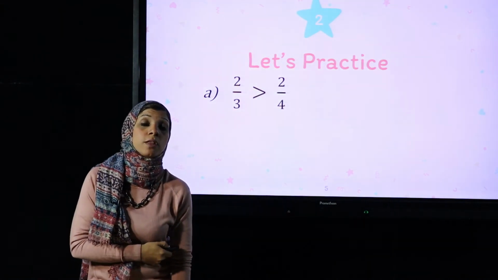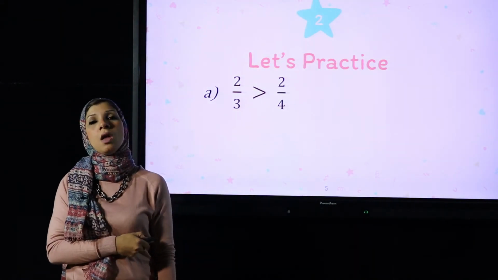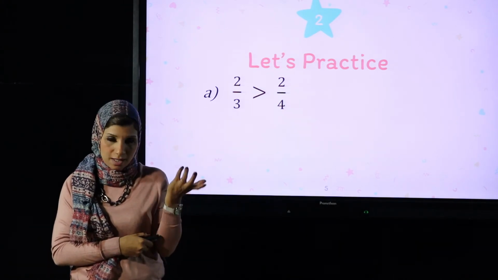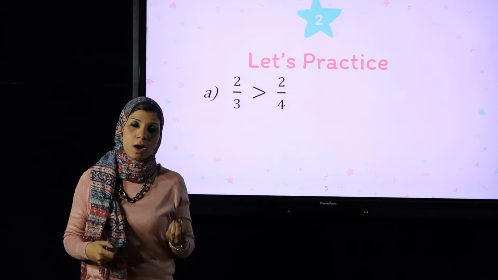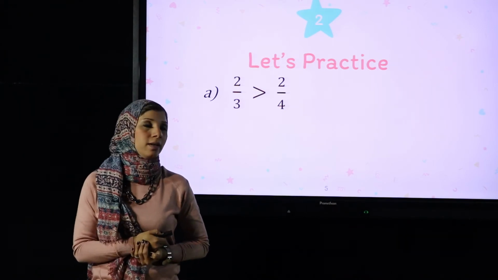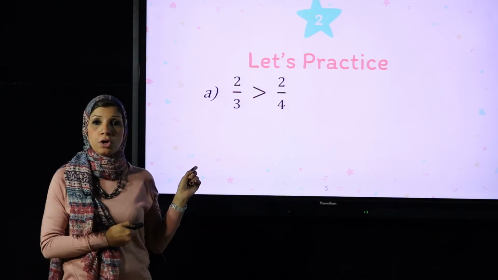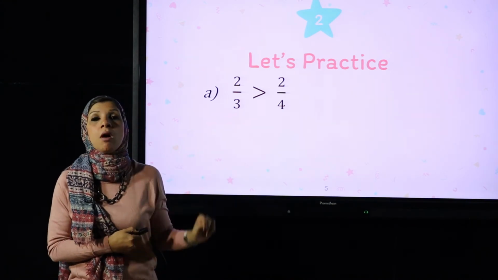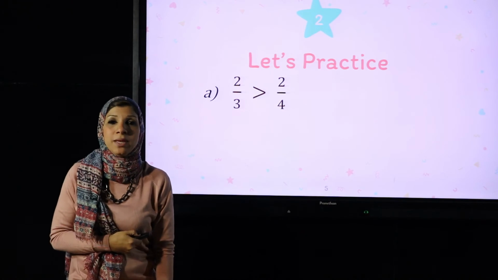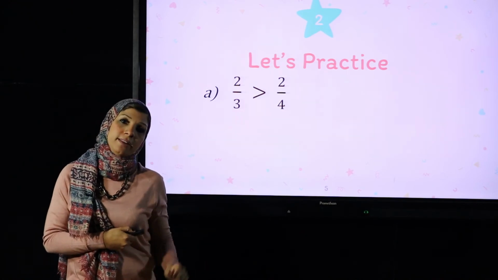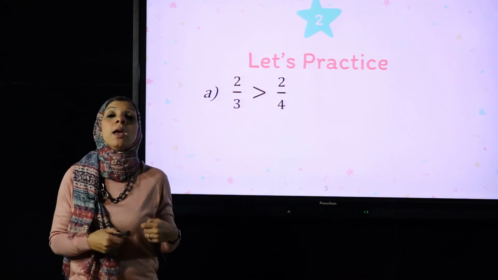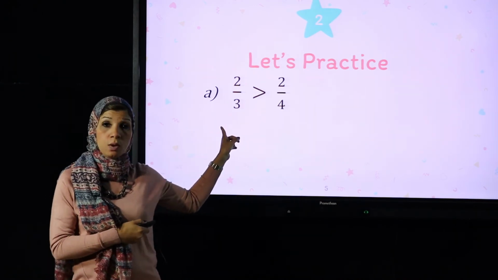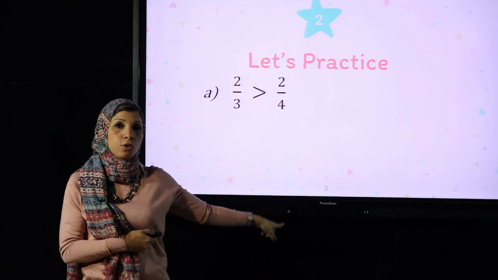As we said before, when we have the same numerator, I relate to these fractions as if they were crazy. The big one will be the small one. Let's see. 2/3 and 2/4. Both numerators are the same, so it will be crazy. The denominator that is smaller will be the big one. As we see here, the denominator 3 is smaller than the denominator 4, so 2/3 is bigger.